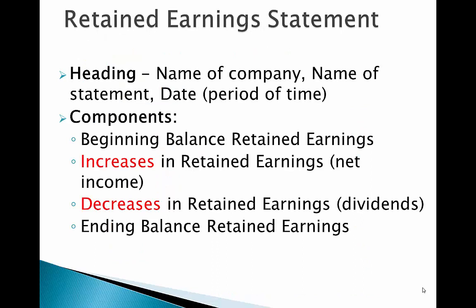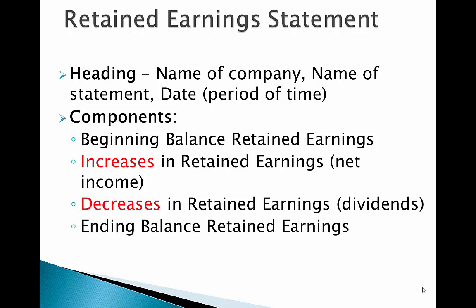On the next page starts the retained earnings statement. The retained earnings statement starts with a heading, which has the name of the company, the name of the statement, and the date, which is a period of time. And the components are the beginning balance for retained earnings. We add to that the increases in retained earnings, like net income. We would deduct in a net loss. And then we deduct from that the decreases in retained earnings, like dividends. And then that gives us the ending balance.